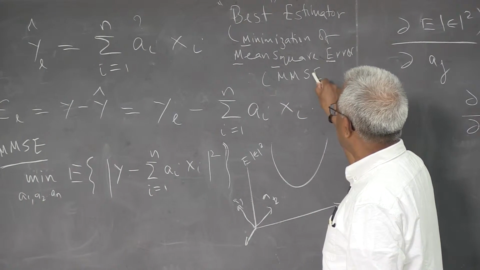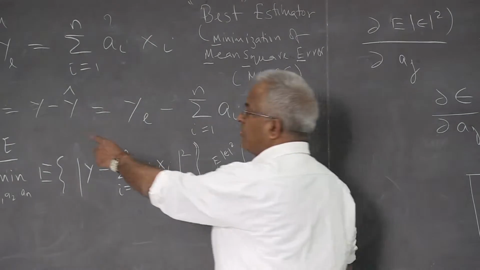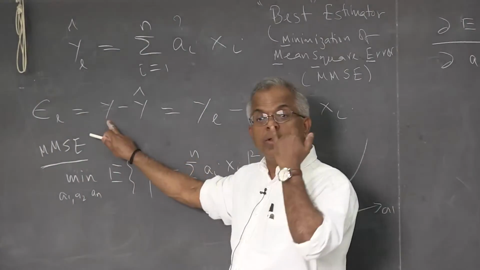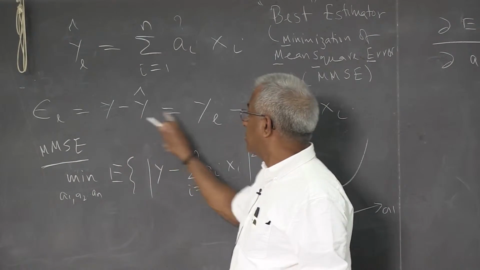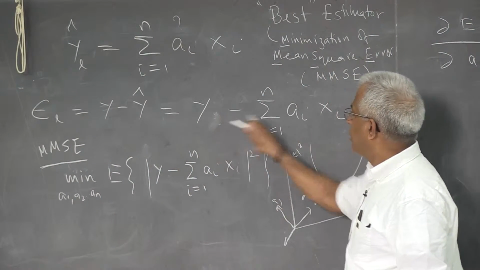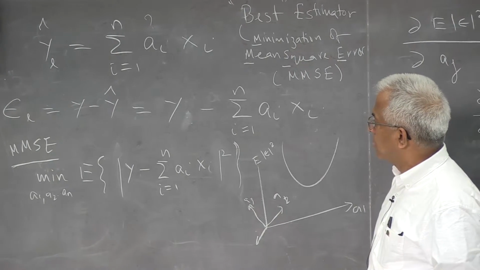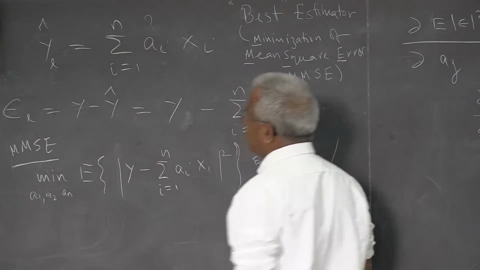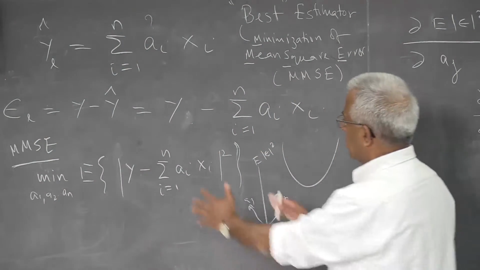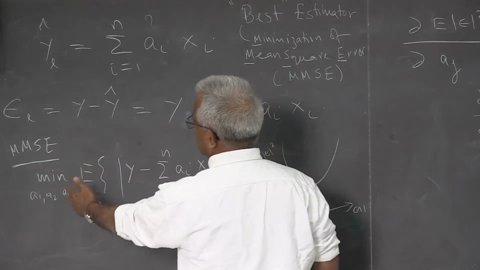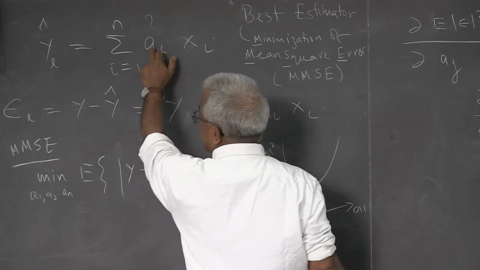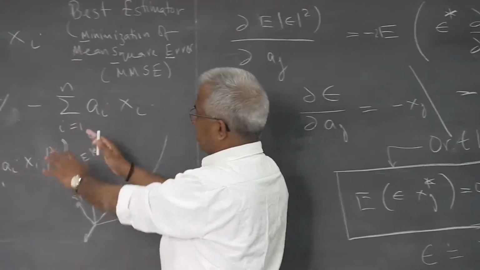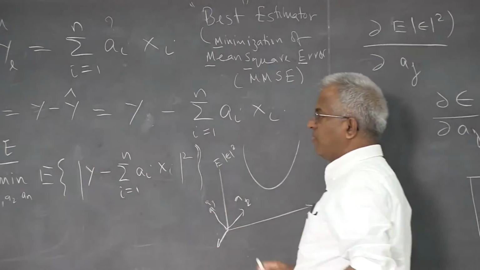Of course, to minimize the mean squared error, first we need to figure out the error. The error is the difference between the exact value and the estimator, y minus sigma ai xi. I put the subscript L to remind us that we are dealing with the linear case. The minimization is with respect to the unknowns. This being a quadratic, it should turn out to be a quadratic function.